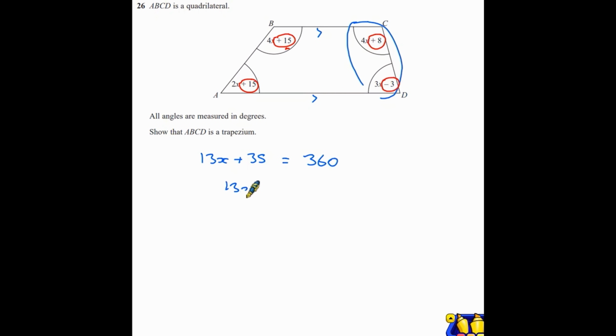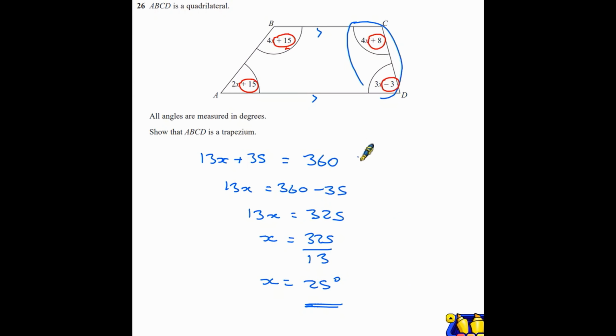Let's work this out then. Bit of moving around. 13x equals 360 minus 35. So 13x equals 325. So x equals 325 divided by 13. x equals 25 degrees.